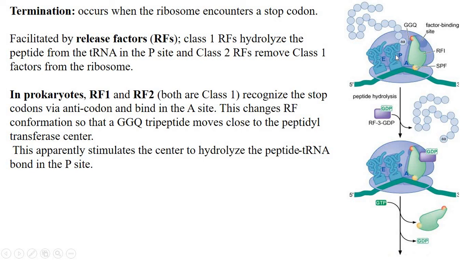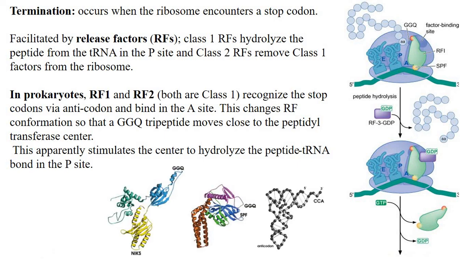So this will hydrolyze this bond, and the peptide will be able to release. So here's the peptide. Now this peptide is released, but release factor 1 is still associated to the ribosome, and the ribosome is still associated to the mRNA. So what happens in the next step is this RF3, which is a class 2 release factor, brings a GDP. Along with the GDP it comes and binds to release factor 1, and then it exchanges its GDP for a GTP.